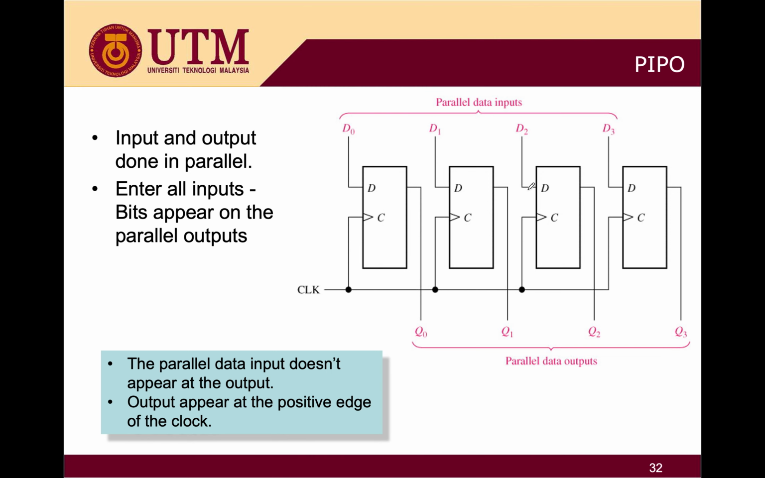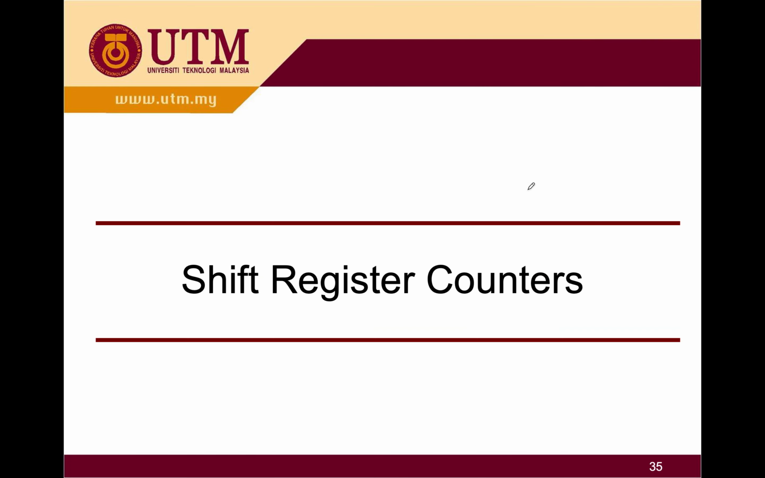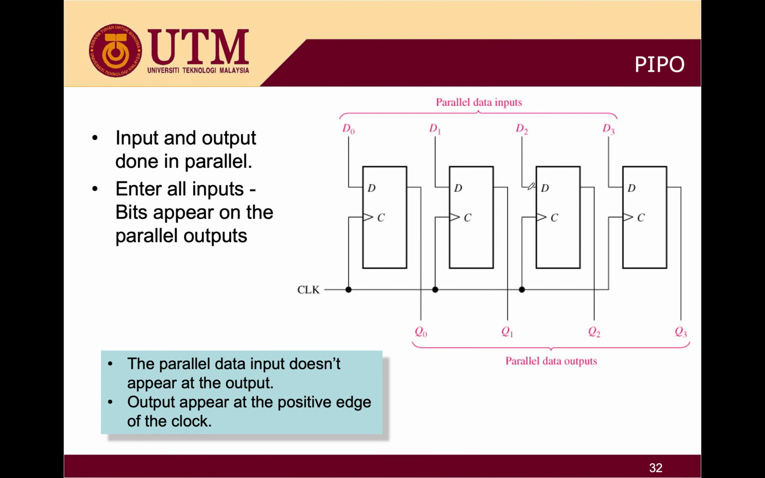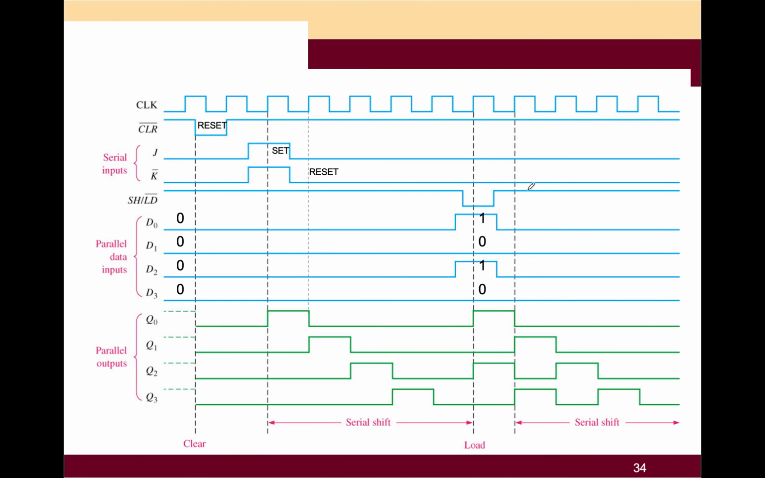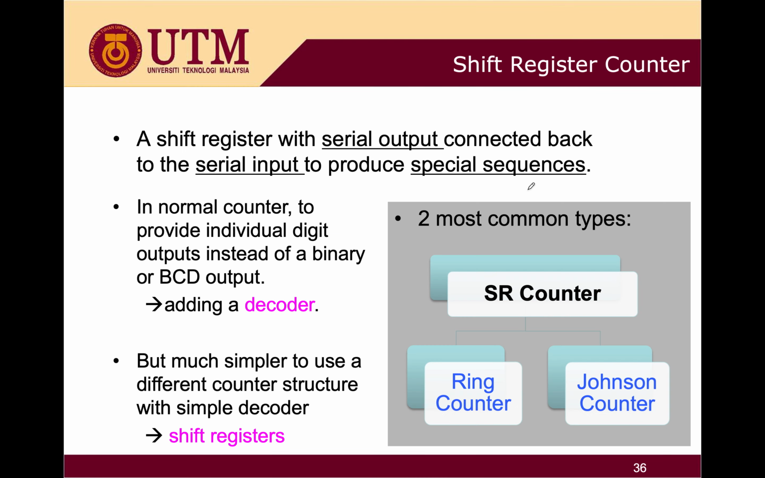Another one is PIPO. PIPO is parallel input and then parallel output. It's not too complicated under all these shift registers. Now let's take a look into shift register counters.